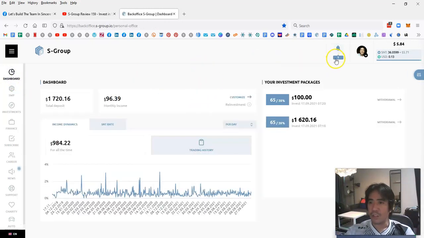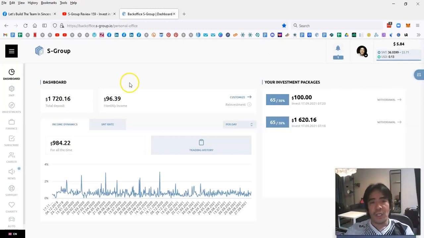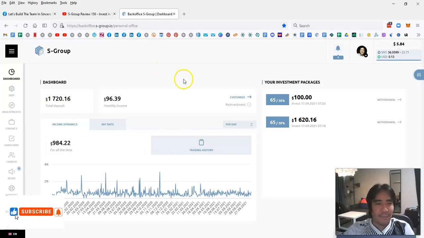Okay, so let's see these notifications. Today's income was pretty good. The percentage was 0.74% and my profit was $8.70. As you can see here, monthly income is $96 and I have an available balance of $5.84. If I make more than $3 tomorrow, I can show you how to purchase the investment packages. And it's nearly $1,000 total income. It's quite nice, right?